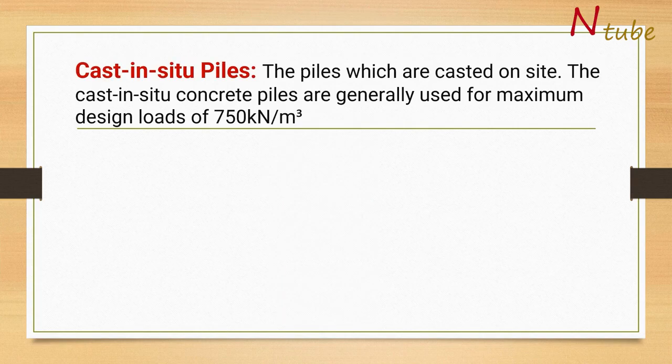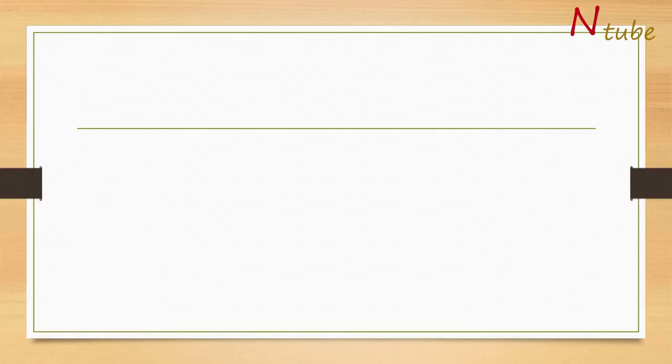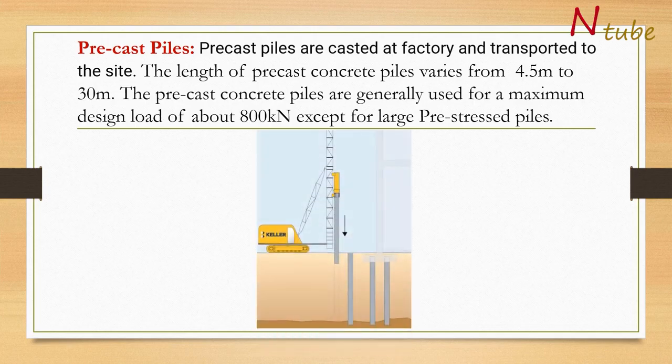Cast in situ piles. The piles which are cast on site. The cast in situ concrete piles are generally used for maximum design loads of 750 kilonewtons. Precast piles. Precast piles are cast at a factory and transported to the site. The length of precast concrete piles varies from 4.5 meters to 30 meters. The precast concrete piles are generally used for a maximum design load of about 800 kilonewtons, except for large pre-stressed piles.